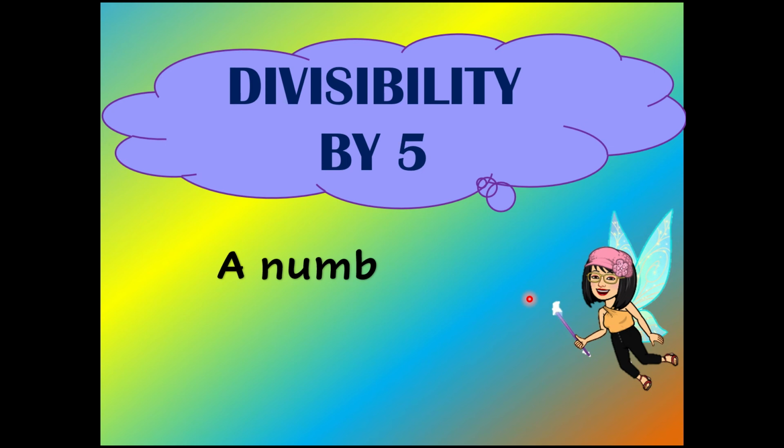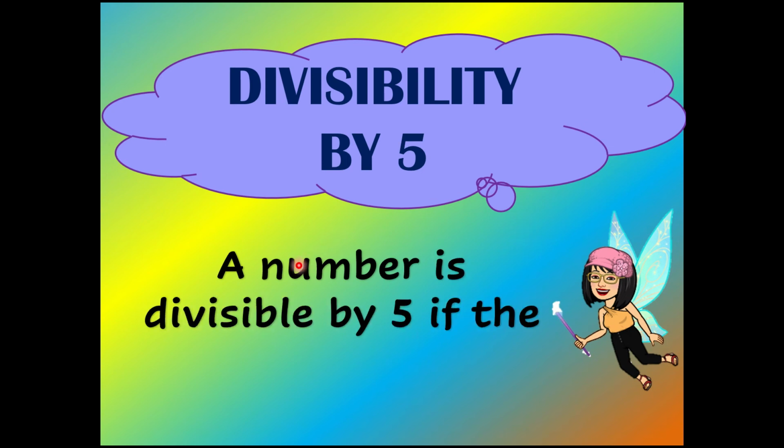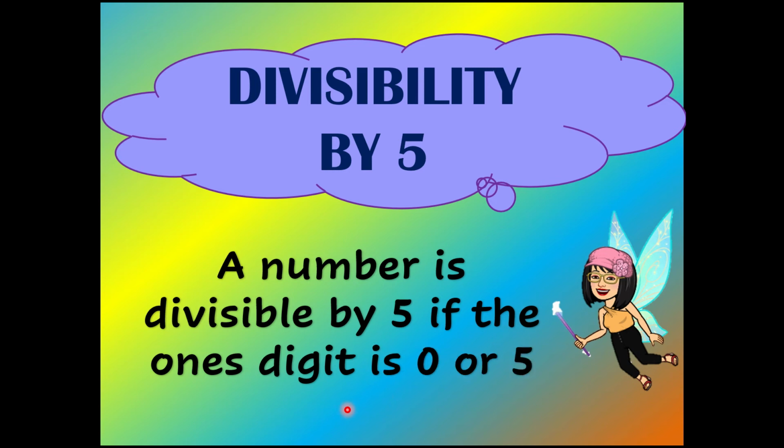Let us go to divisibility by 5. A number is divisible by 5 if the ones digit is 0 or 5. Remember, the last digit or the ones digit is 0 or 5.